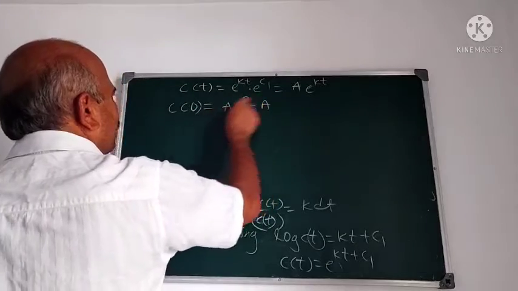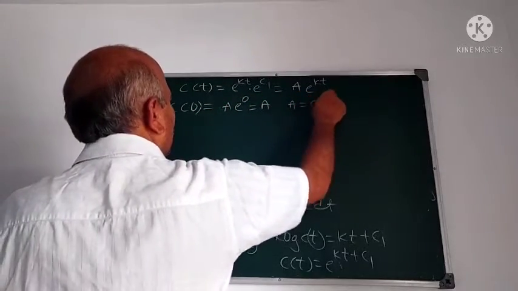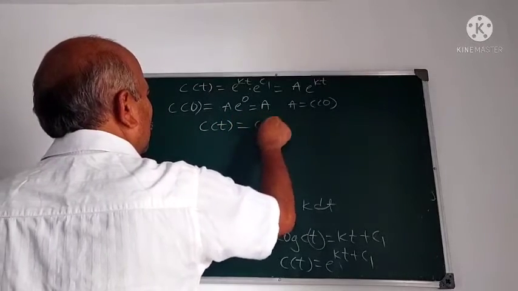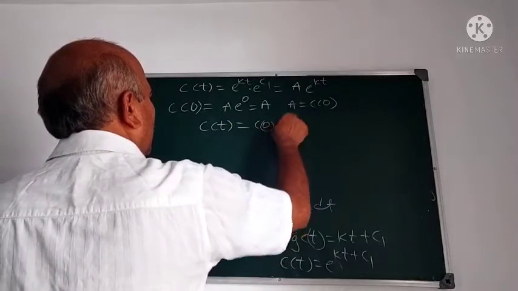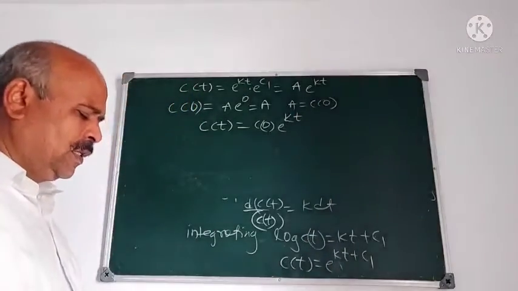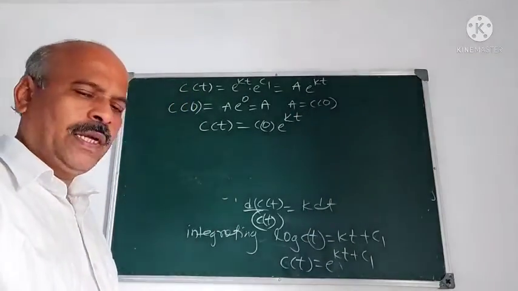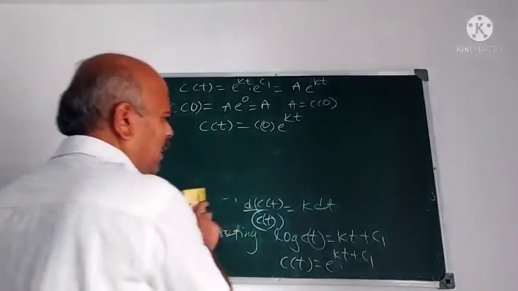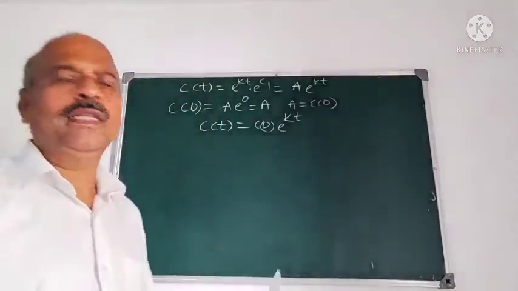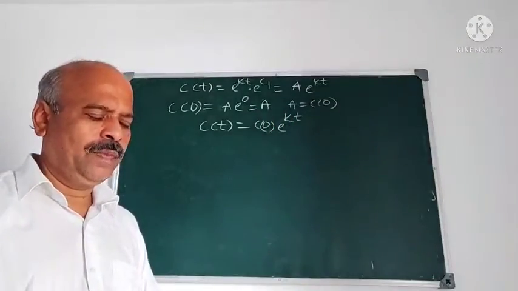Therefore, what is this a? a is equal to C0. Therefore, C(t) is C0 into e raised to k t. This k is a constant, and whether it increases or decreases depends on that k only. This is called Bernoulli's notion.